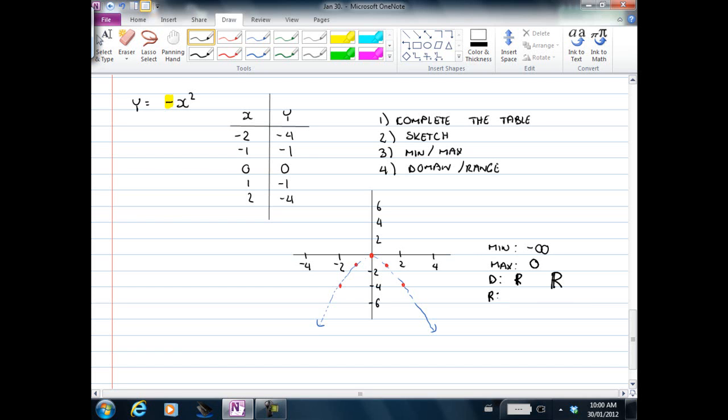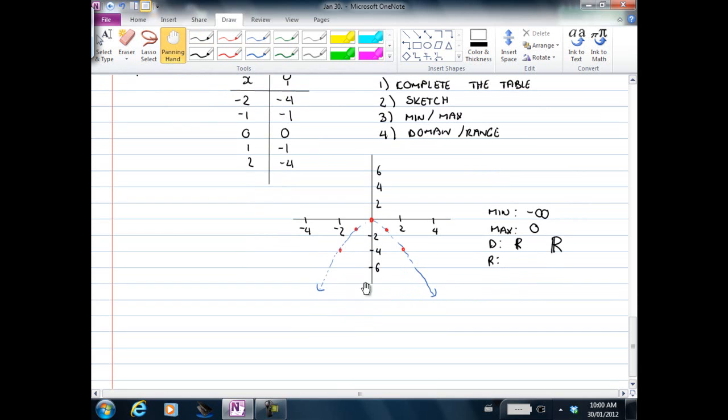Range. Who haven't I asked today yet? Ruby, what's your range going to be? So you've got to look at the graph. The graph is going downwards. Y is less than or equal to 0.